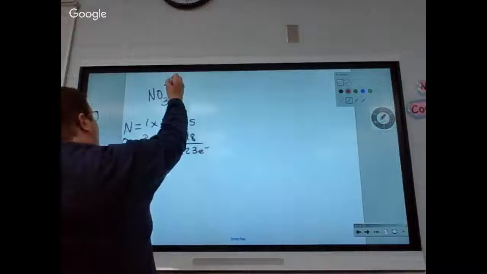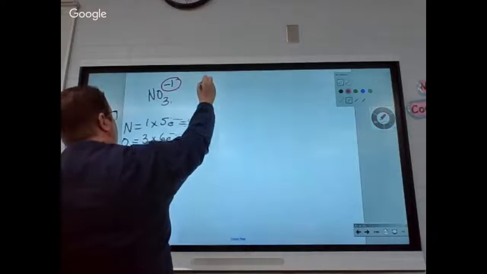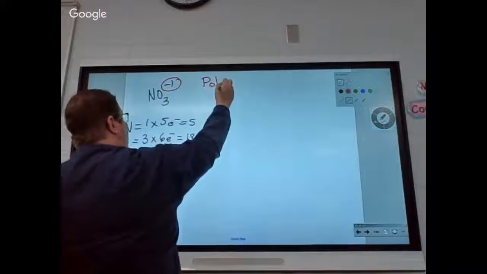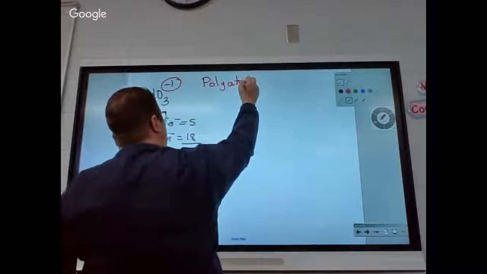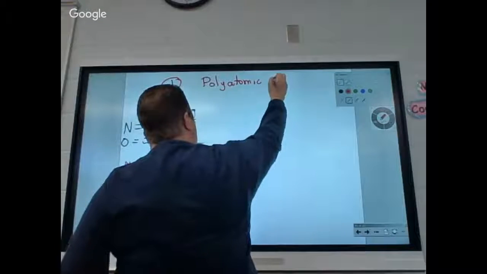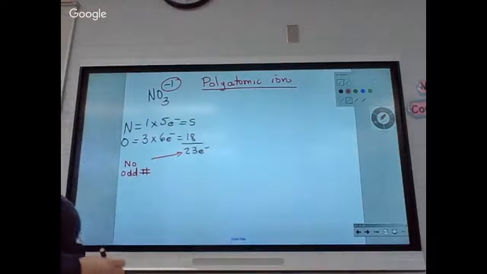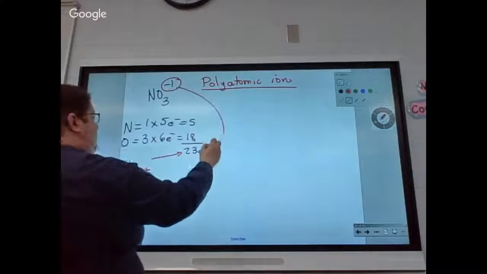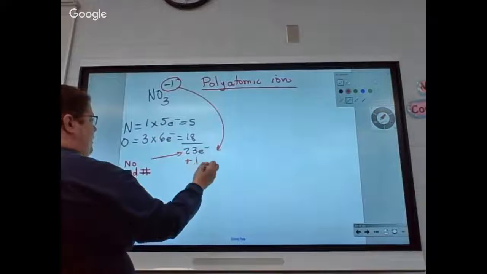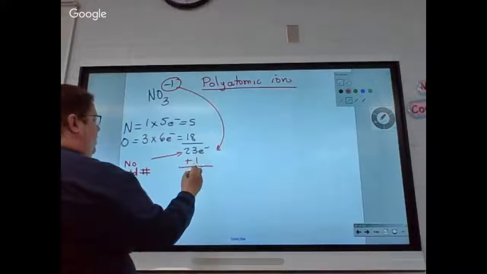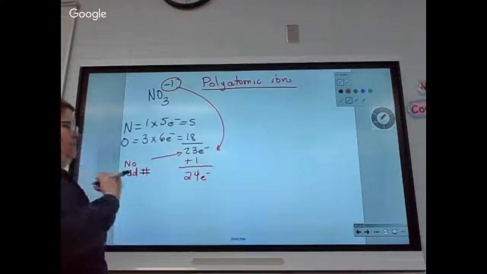What are we going to do with this -1? This has a name. What's it called? That's right. It's a polyatomic ion. So that -1 means I'm going to do what with it? That's right. We're going to add 1, and I have 24 electrons.